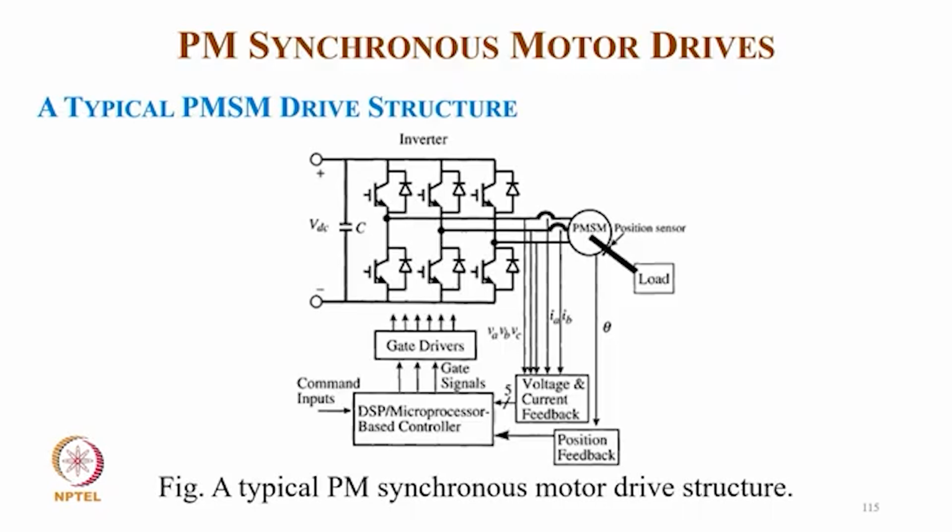Coming to a typical PMSM drive structure, we have a 3-phase inverter feeding the PMSM, which is coupled to the load. We sense the position and give it to the DSP for control, and of course we sense the voltage and current of the motor and form the command input. By calculating the algorithm, we give the gate drive signals to the inverter circuit.